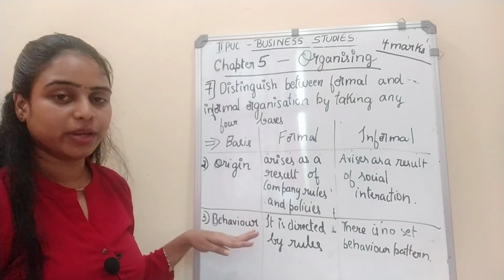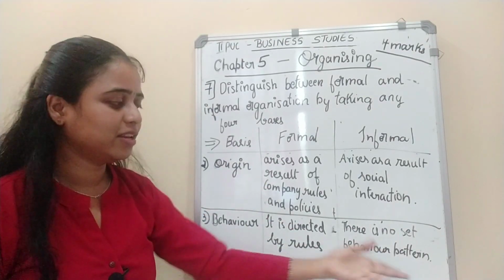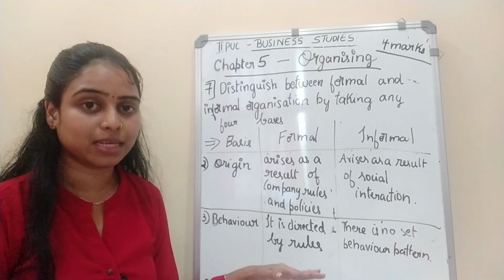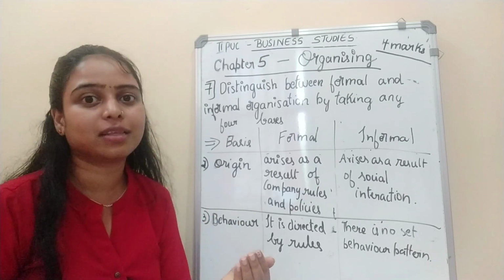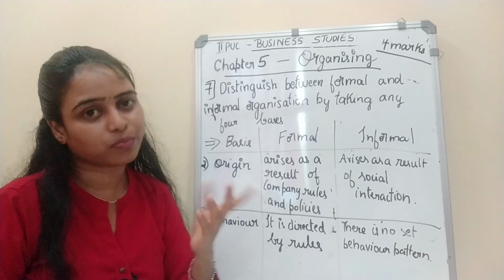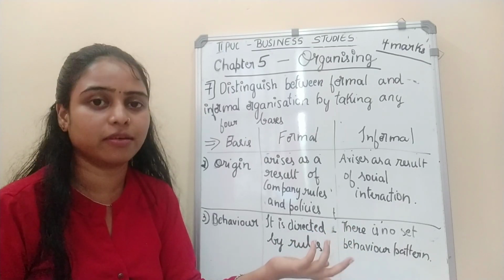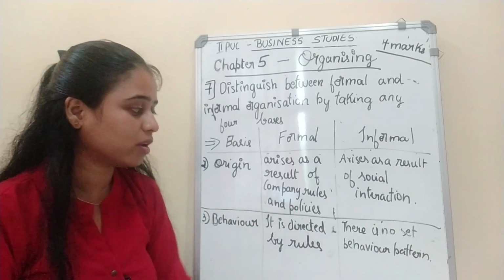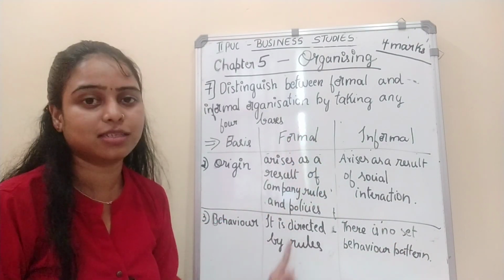Now coming to the last difference, we are taking behavior as the basis. How is behavior formed in a formal organization, and how is it in an informal organization? In the formal organization, behavior is directed by the rules. We must behave according to company rules and regulations, because it's formal. For example, how do you behave with the principal? You will be very well mannered, your voice will be in a soft tone. In an informal organization, take the example of how you behave with your friends. There is no set behavior pattern; you can behave however you want. So in informal organization there is no set behavior pattern, but in formal organization it is directed by the rules.